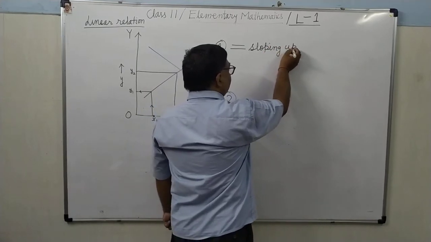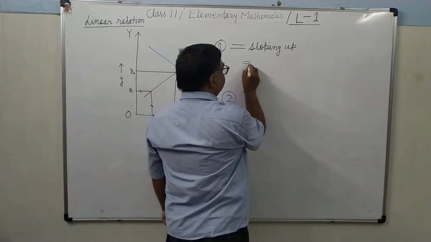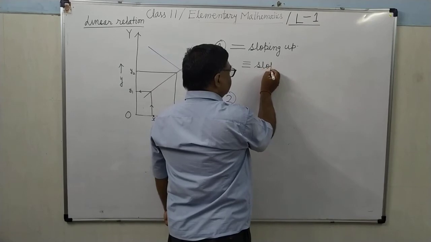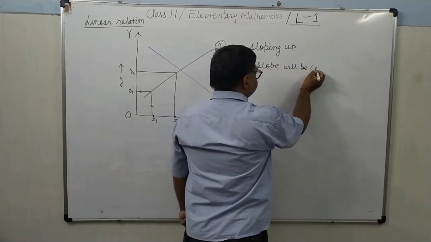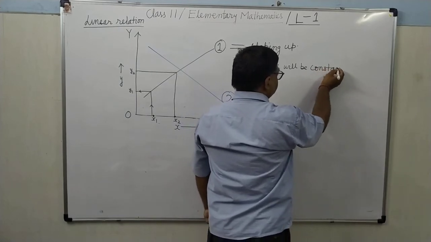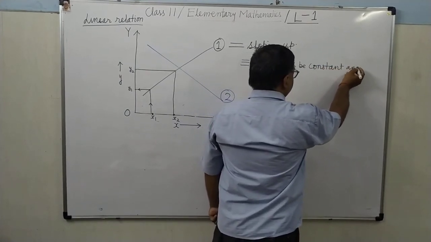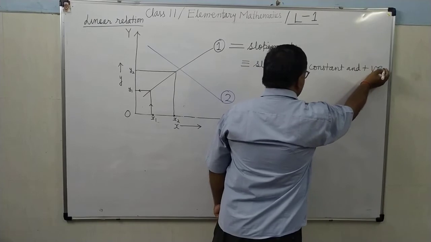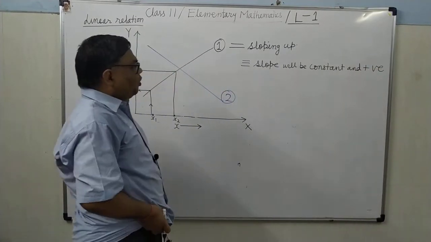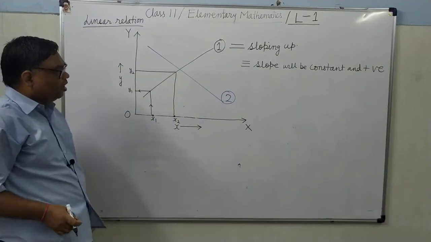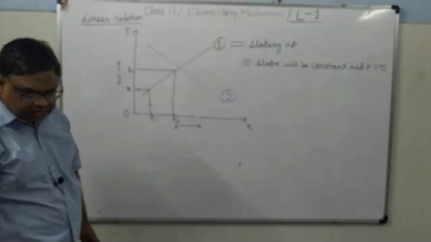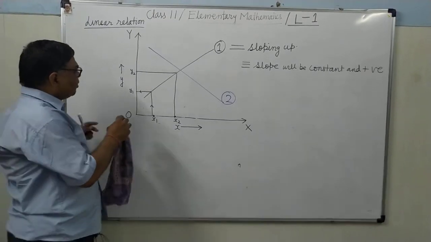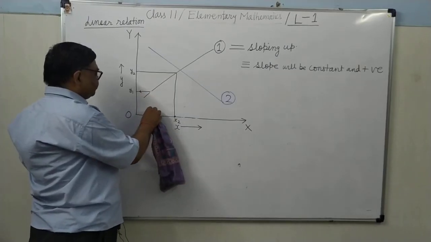Sloping up, therefore, what will be its slope? The slope will be positive. The slope will be constant and it will have a positive value. Now you see the same thing in the case of the second graph, the blue color graph.